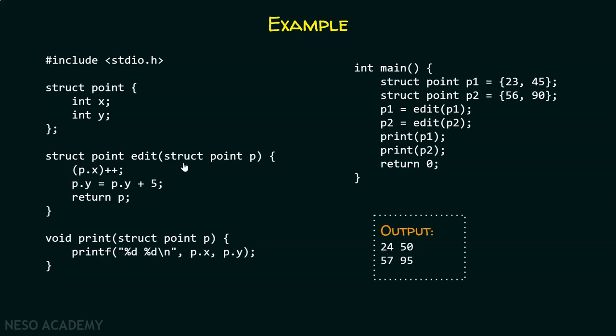You must be careful about the types, okay? The parameter type and the argument type must match, and because here you're returning the variable of type struct point, so the return type must be struct point.